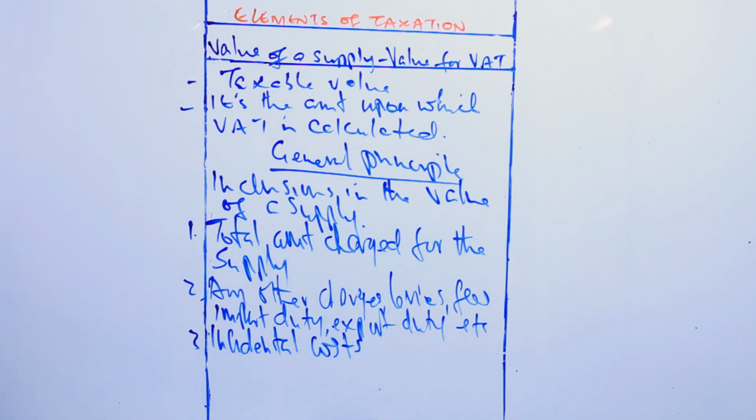Any costs incurred by the supplier in providing the goods or services that are charged to the customer, for example, packaging, transport, insurance, are generally part of the value of the supply.